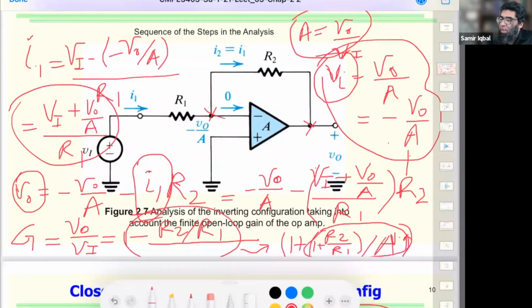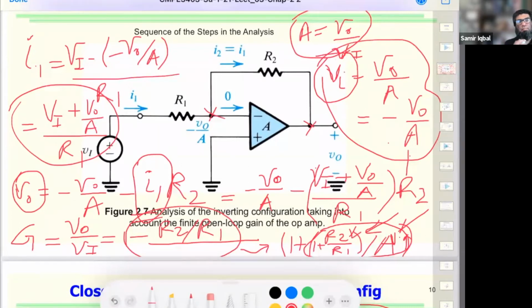So even if we start with open loop gain, we end up with the same relationship where gain is dependent on the ratio of R2 and R1, just coming through the open loop gain with finite output. So what we see is again, we reach the same number. But this puts a condition now that A has to be larger than this guy.